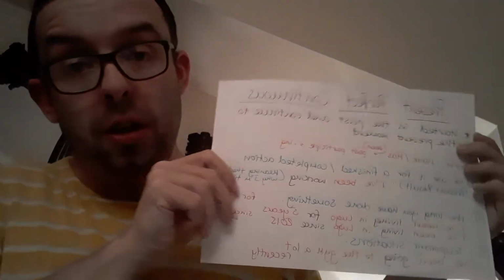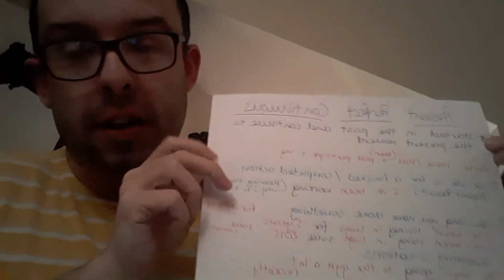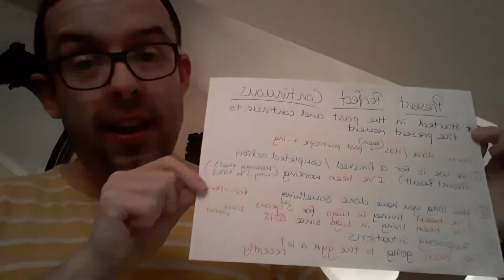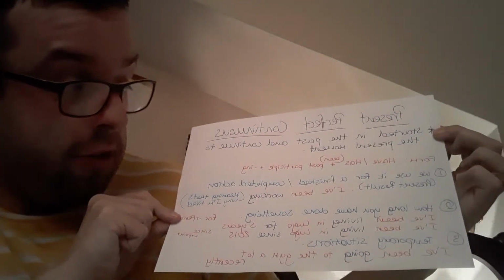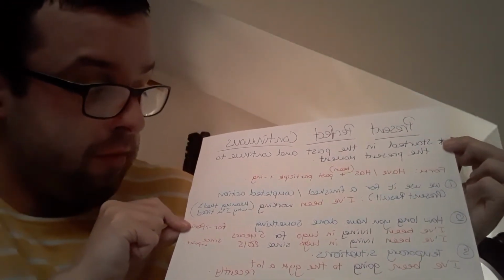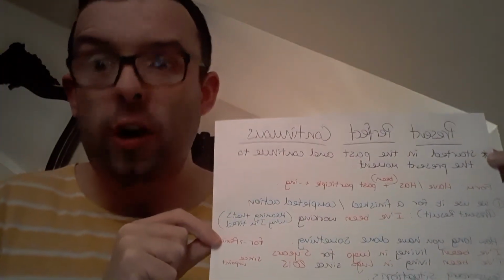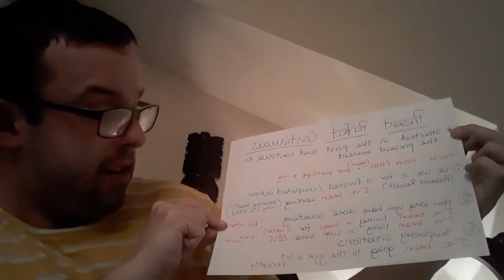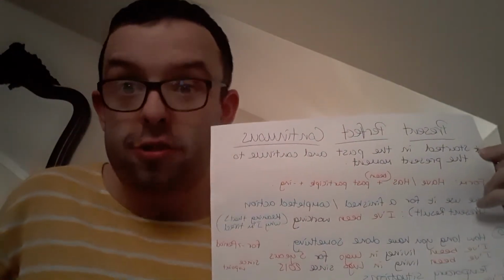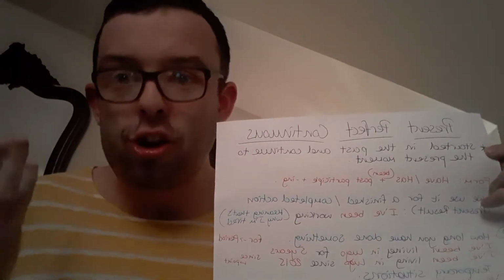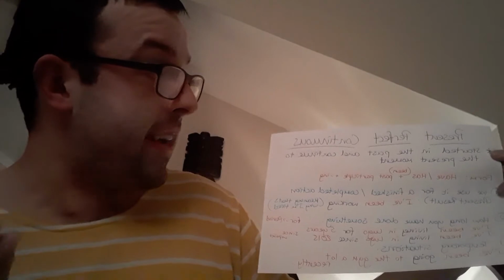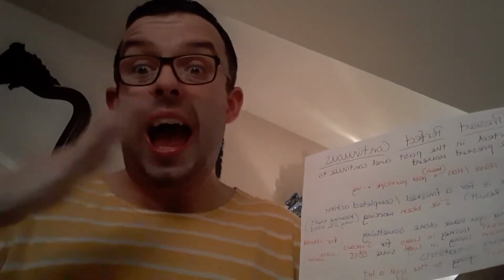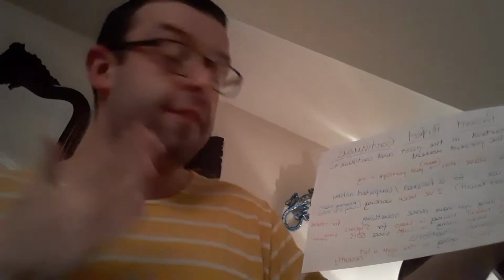How do we use it? Well, we use it for three things. If you look at number one, please excuse my writing because normally we have a big massive board, but I only have a little piece of paper to show you. Hopefully you can see it okay. We use it for a finished or completed action which has a present result. So for example, I have been working, meaning that's why, because at that moment I'm tired. Exhausted.